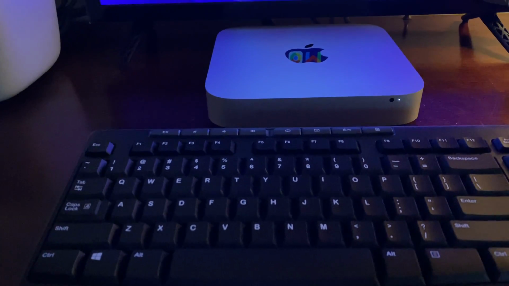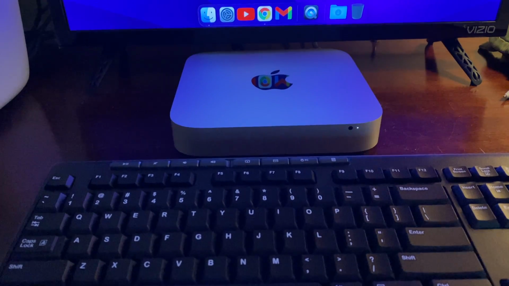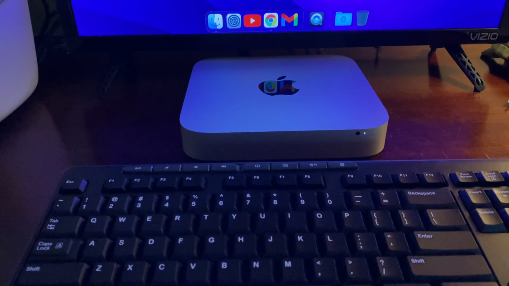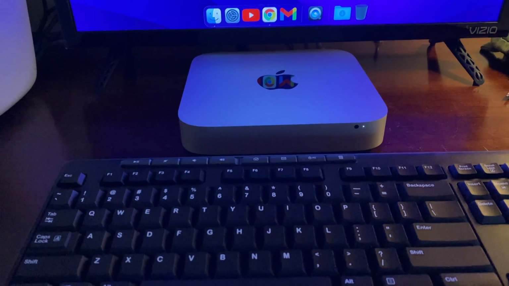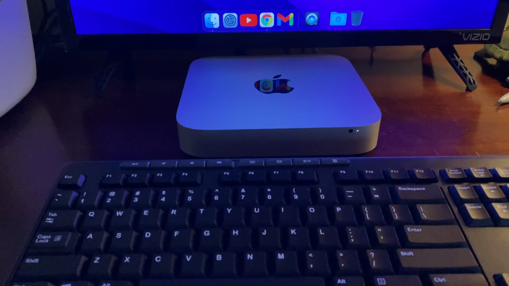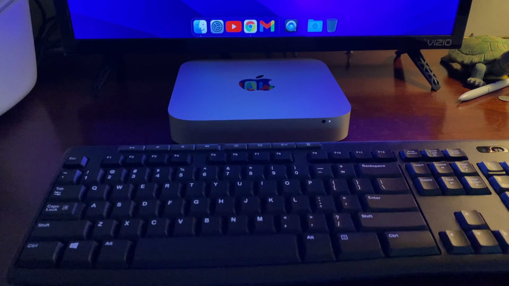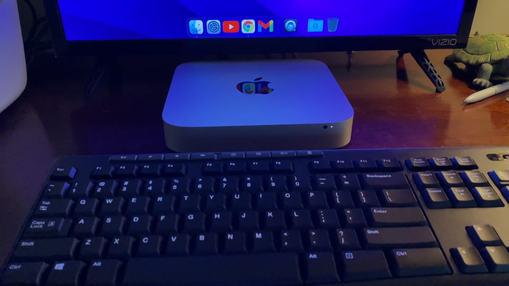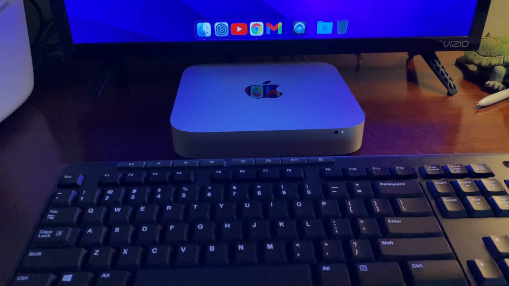So I decided, let me give this thing another shot. Let me reset this Mac Mini entirely. I essentially wiped it to factory settings, and it went right back to OS X Yosemite. From there, I realized you can update this Mac Mini all the way to macOS Monterey, the most recent one, version 12.1.